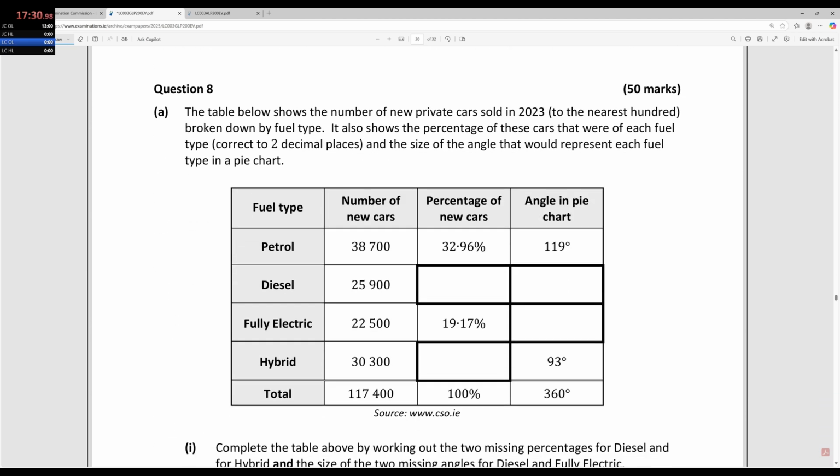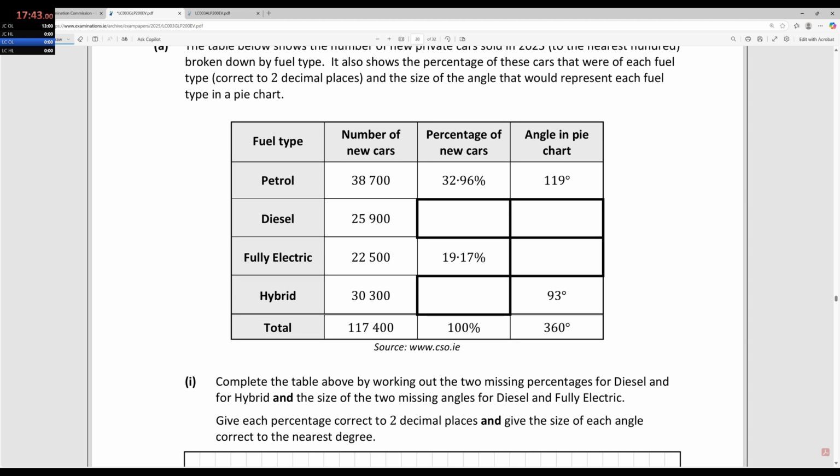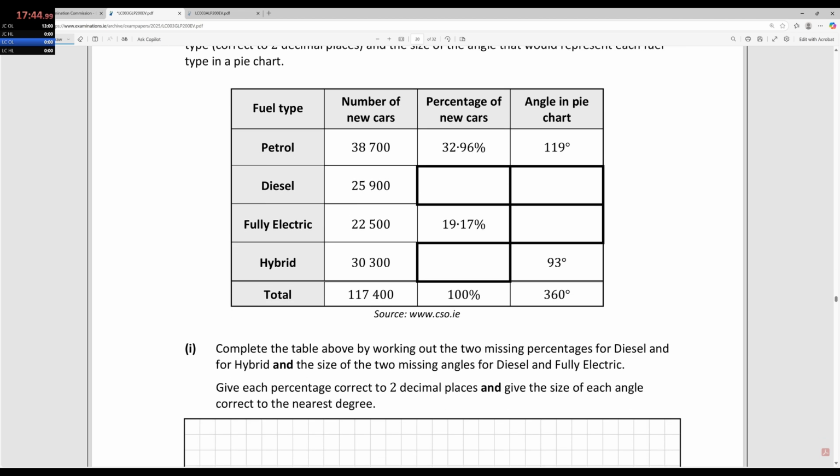The table below shows the number of private cars sold in 2023 to the nearest 100, broken down by fuel type. It also shows the percentage of these cars that were each fuel type, correct to 2 decimal places, and the size of the angle that would represent each fuel type in a pie chart. Complete the table above by working out the 2 missing percentages for diesel and for hybrid, and the size of the 2 missing angles.